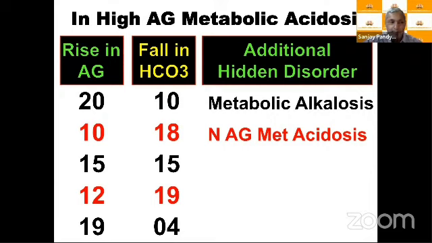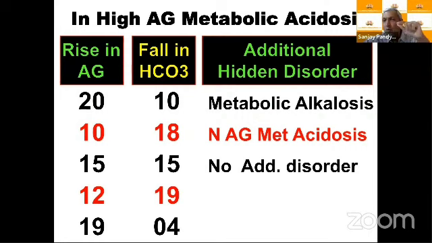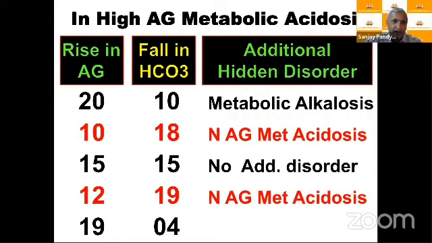Only high anion gap metabolic acidosis. Yes, no additional disorder. Rise in anion gap is 12, but fall in bicarbonate is 19. Normal anion gap metabolic acidosis. Yes, so a greater fall in bicarbonate is suggestive of additional normal anion gap metabolic acidosis. Rise in anion gap is 19, but fall in bicarbonate is 4. So, metabolic alkalosis.